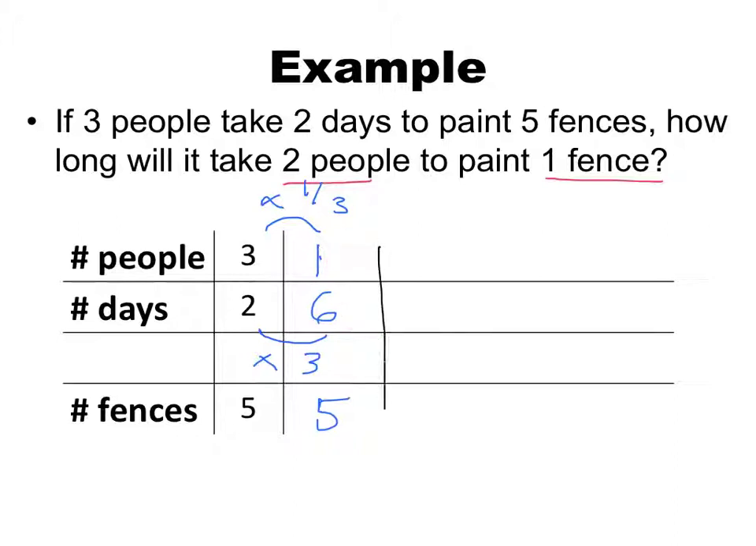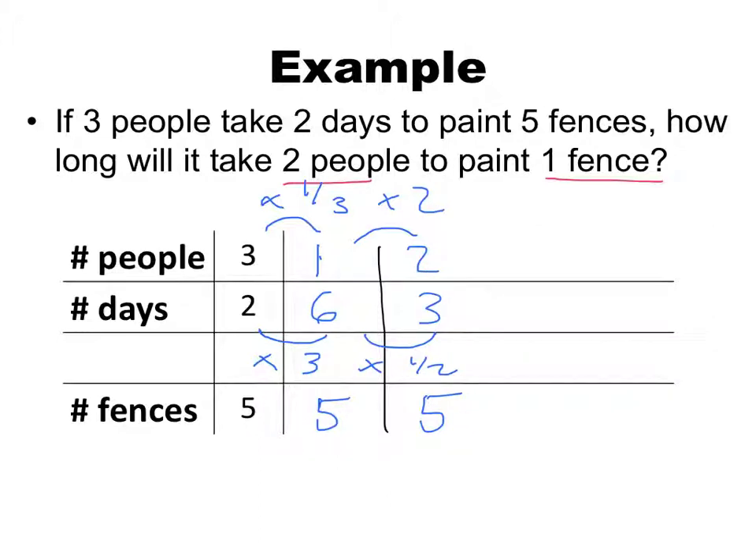Okay. Now let's add another column here, and we're going to continue working with just the first row. We've got 1 person in the first row. Let's go to 2 people in the first row, and I'm going to keep my last row constant again. I'm going to go from 1 to 2. Think, how do I do that? Well, I can multiply by 2. So what's that going to do to my second row? Well, they're inversely proportional, so I'm going to multiply by 1/2. So 6 times 1/2 is 3. So this column tells me it's going to take 2 people 3 days to do 5 fences.